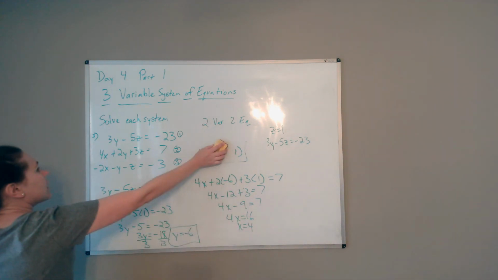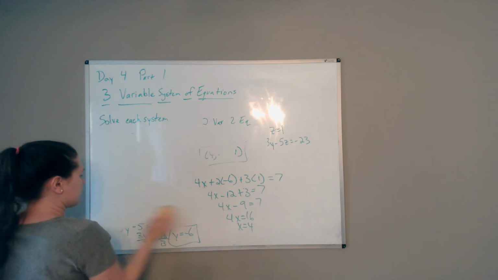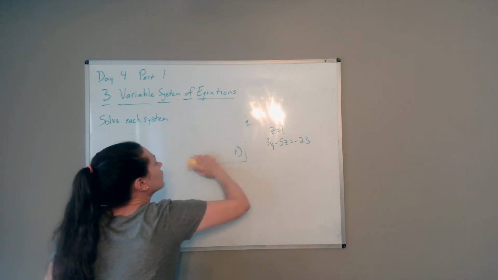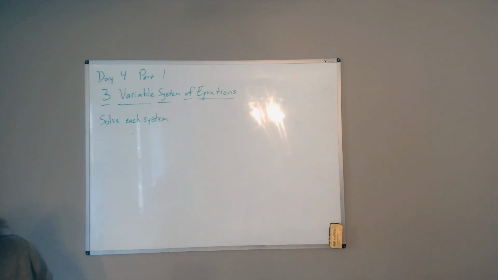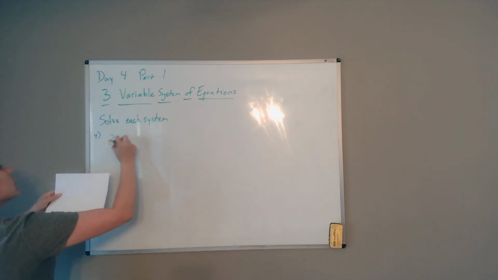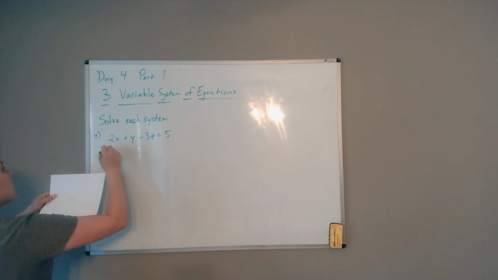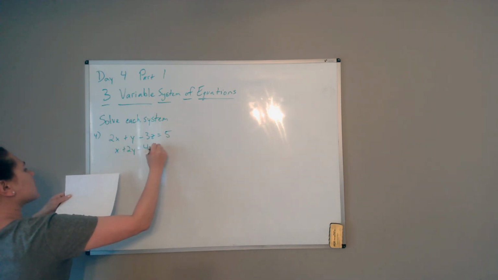Okay, so now let's get into a non-unique solution system. This is going to be problem number 4. It's 2x plus y minus 3z equals 5. x plus 2y minus 4z equals 7.